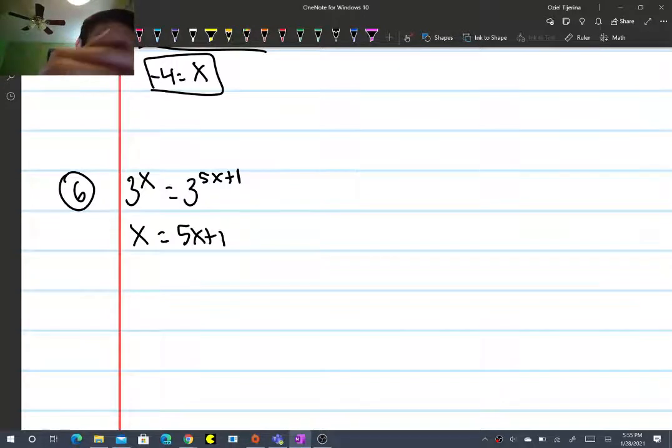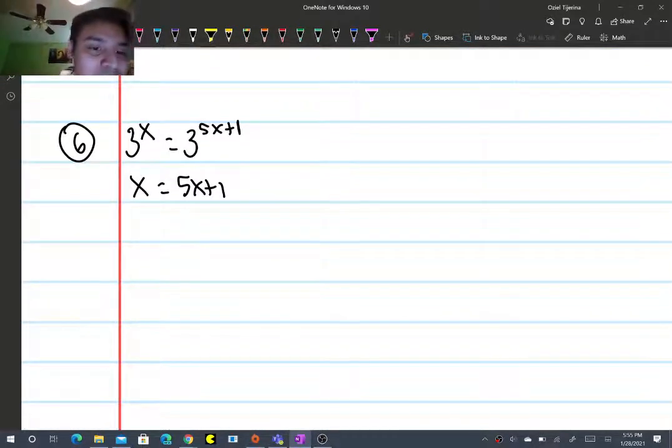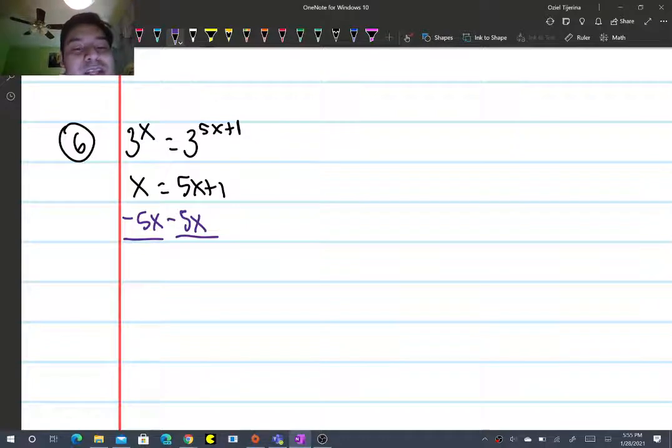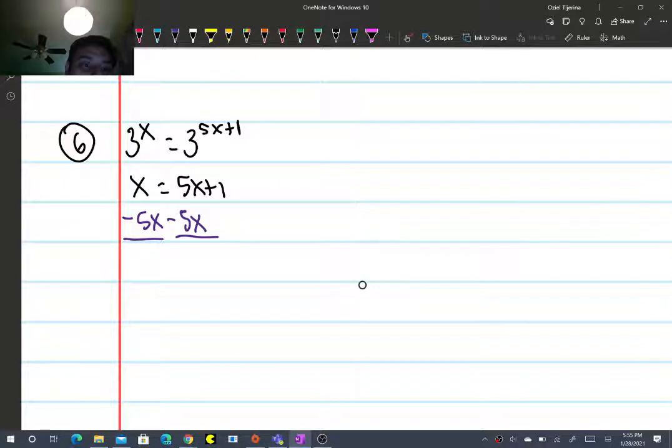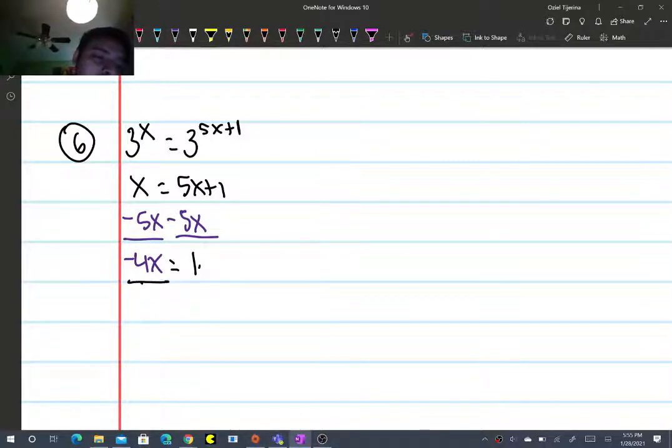Because this is given to us that way, it's a lot easier and we don't have to struggle as much. We can just say x equals 5x plus 1, not minus 1, and then subtract 5x on both sides. So you're going to get -4x equal to 1. Divide by -4, and you get x equals -1/4. Okay.